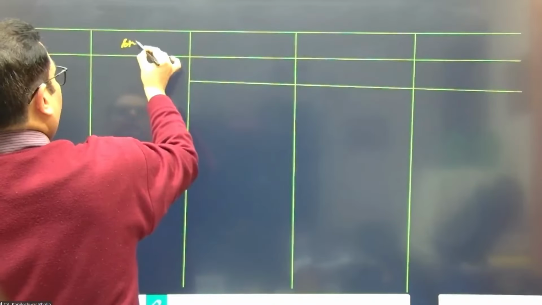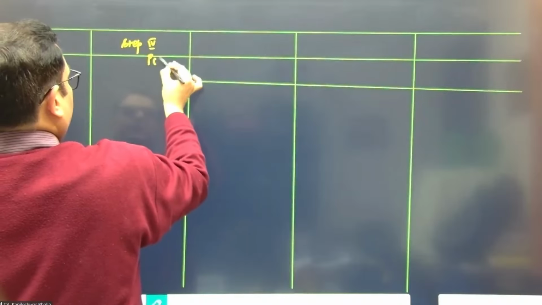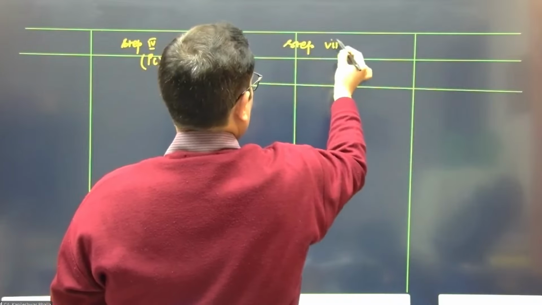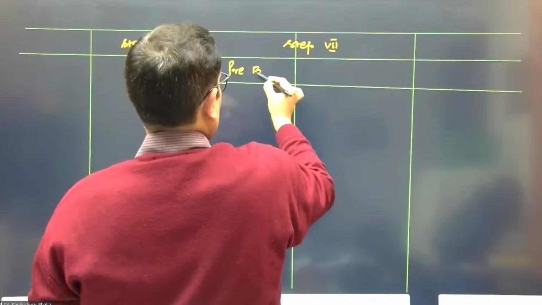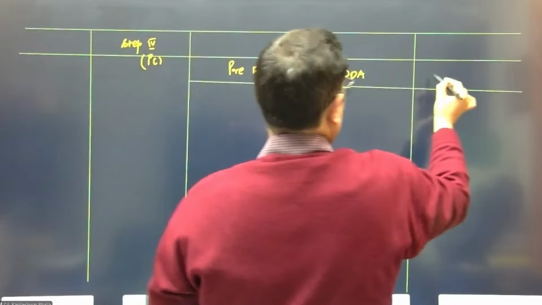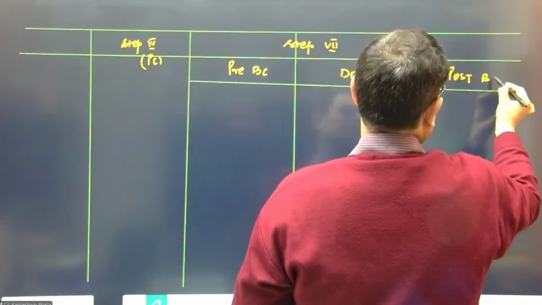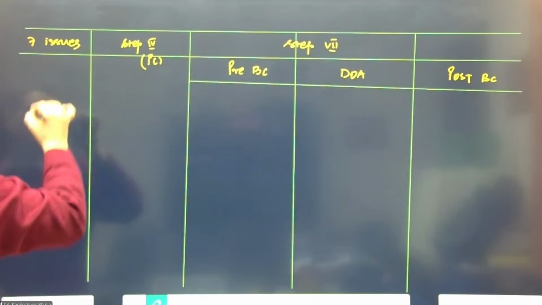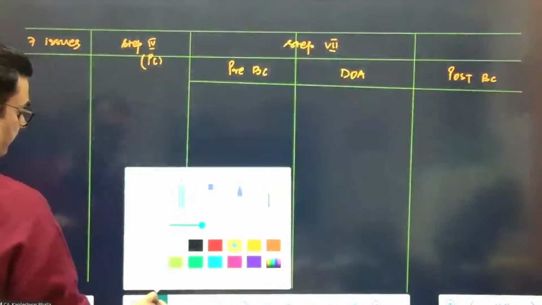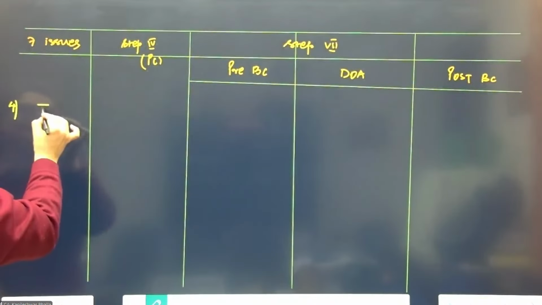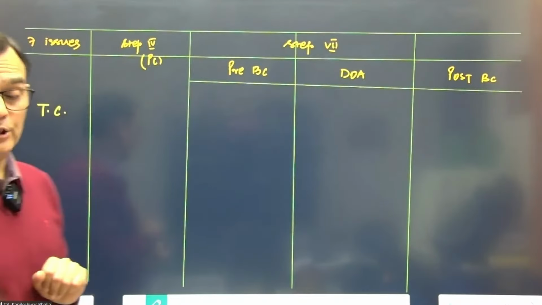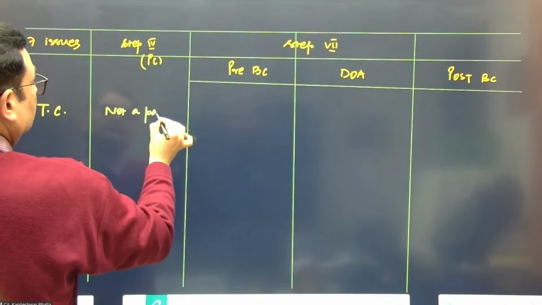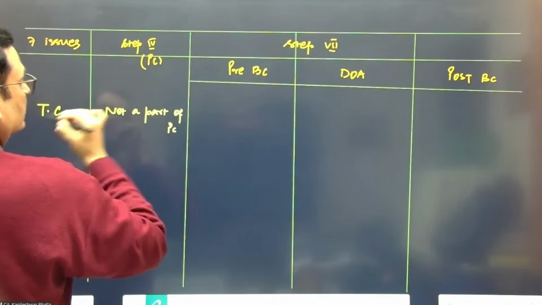So this is step number 4, that is purchase consideration. Then this is step number 7, pre-business combination, date of acquisition, post-business combination, and the list of 7 issues with us. Okay, the next issue is pretty simple. That is number 4, transaction cost, TC. Is that a part of PC? Of course not. This is not a part of the purchase consideration.